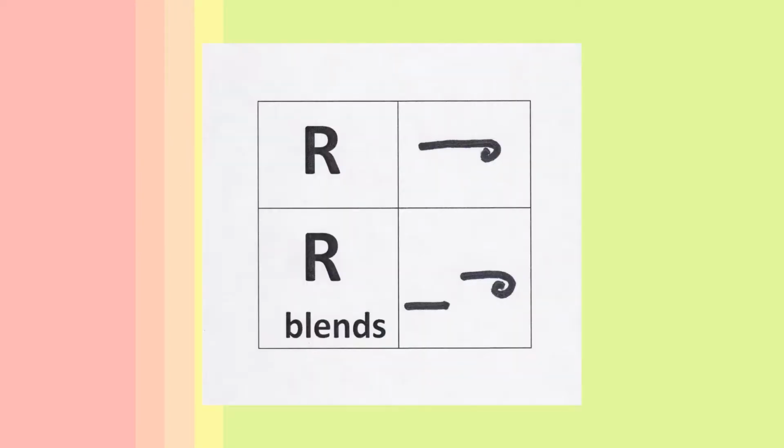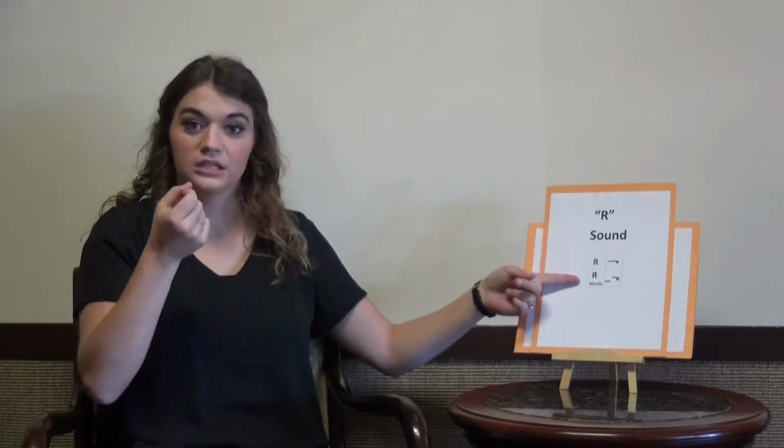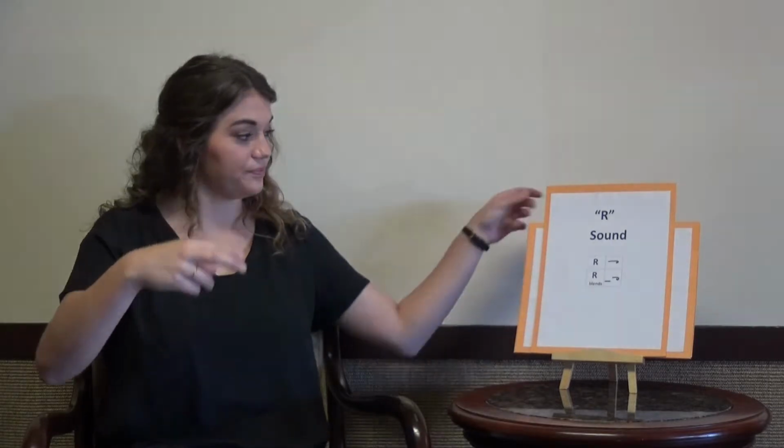Here's a picture of their visual phonics symbol. And now that we know what their symbols look like, here is their visual phonic prompt. The prompt is the letter R in ASL. R, R. And R blend would be T, R, T, R.